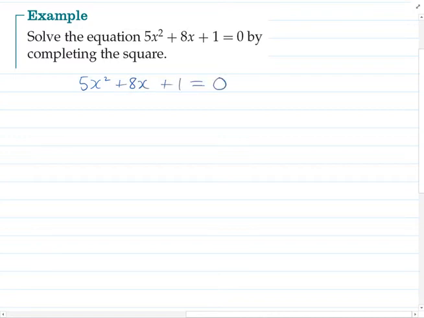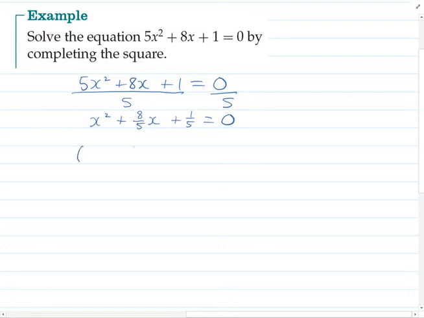Now, the first problem we actually have is this coefficient of 5, and the way we're going to deal with that is simply by dividing both sides of our equation by 5. And so what that leaves us with is x squared plus 8 over 5x plus 1 over 5, and that equals 0 because 0 divided by 5 is still 0. So now we're going to complete the square.